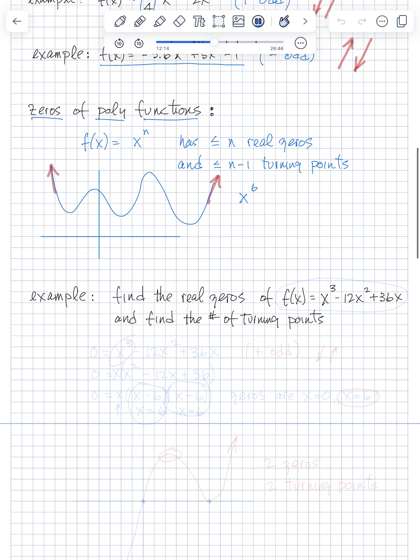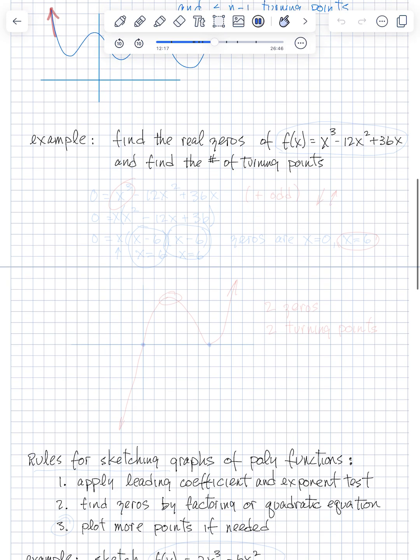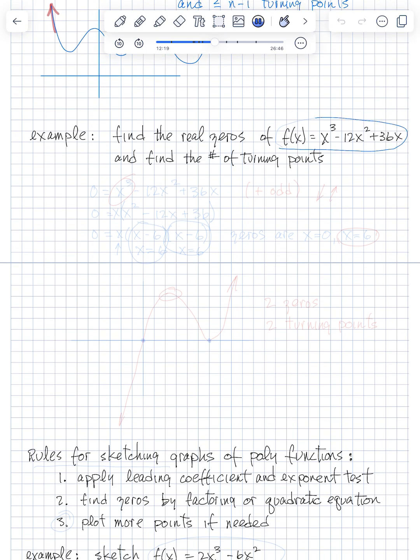So let's take a look at an example. Okay, here's an example. We want to find the real zeros of f of x is equal to x cubed minus 12x squared plus 36x, and we want to find the number of turning points. And then we're going to sketch to see what we think it looks like. Of course, we could put it in Desmos or a graphing calculator, but we want to do this manually so we know how to do it.